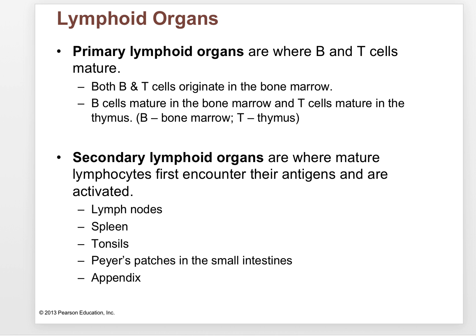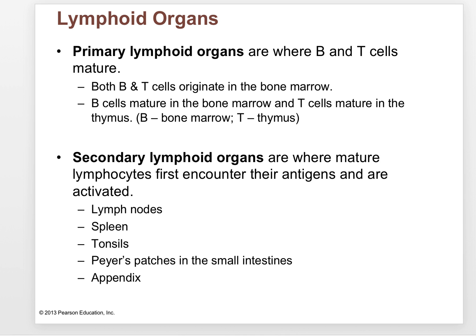There are primary and secondary lymphoid organs. Primary lymphoid organs are where the B cells and T cells mature. Now, B cells and T cells originate in the bone marrow, but the B cells mature in the bone marrow. They stay in the bone marrow and mature there. T cells go to the thymus and mature there. So the bone marrow and the thymus are the two primary lymphoid organs.